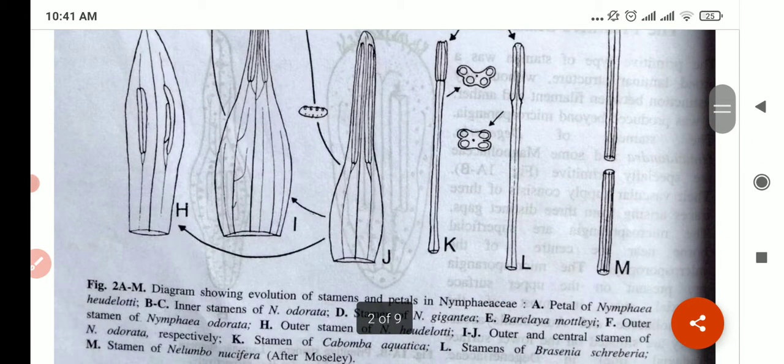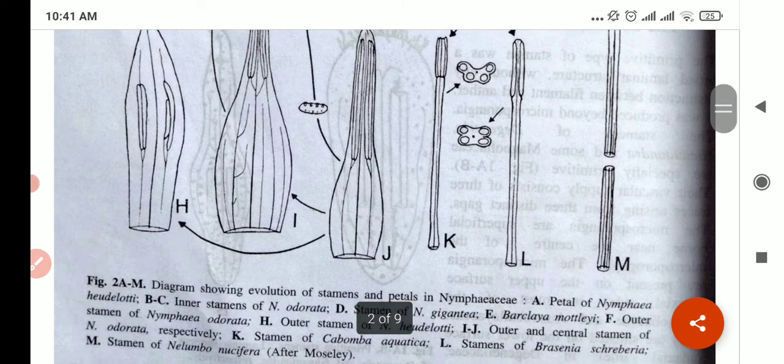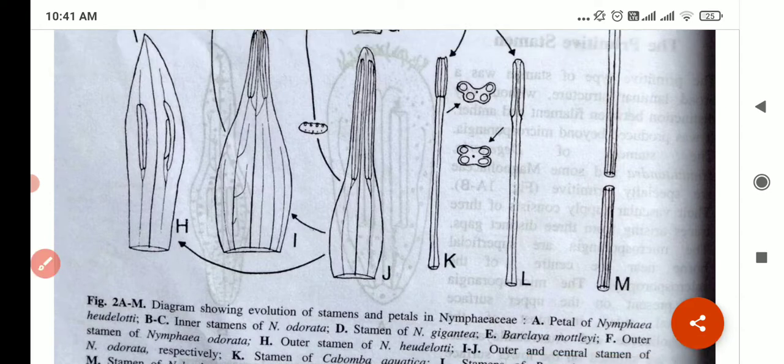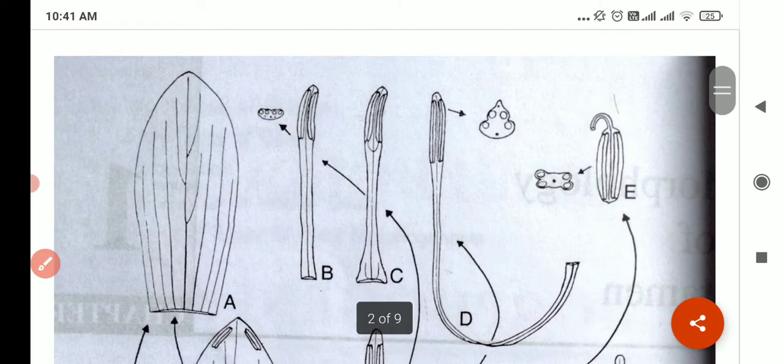So you can see, number A is a petal of Nymphaea. Nymphaea means your lily, that water lily, like water nymphs, the fairies who used to live in the water. That is how the water lily got its name. So let's look at how A looks. I'll just remove this, one minute. Can you find A? Okay, great.